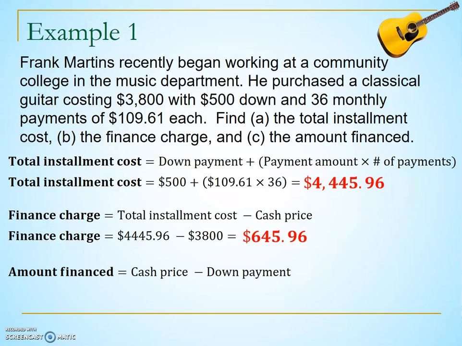The amount financed is the amount that we need to borrow. The cash price was $3,800. Subtract the down payment of $500, resulting in $3,300 being the amount financed.